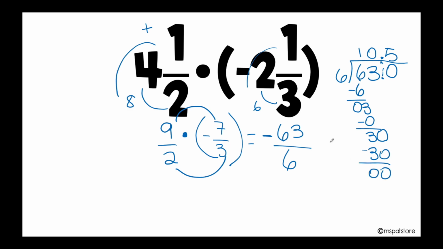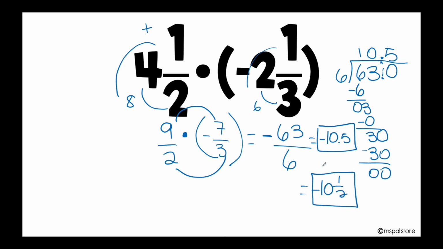So now I know that my final answer is negative, remember, negative 10 and 5/10. That is the same as negative 10 and a half, all right? So if you decided to leave it either as a decimal or as a mixed number, you got it right. You got the same answer, so it's correct.